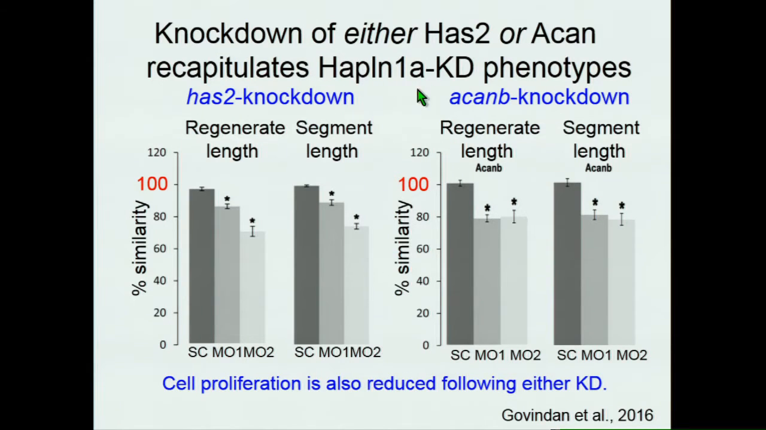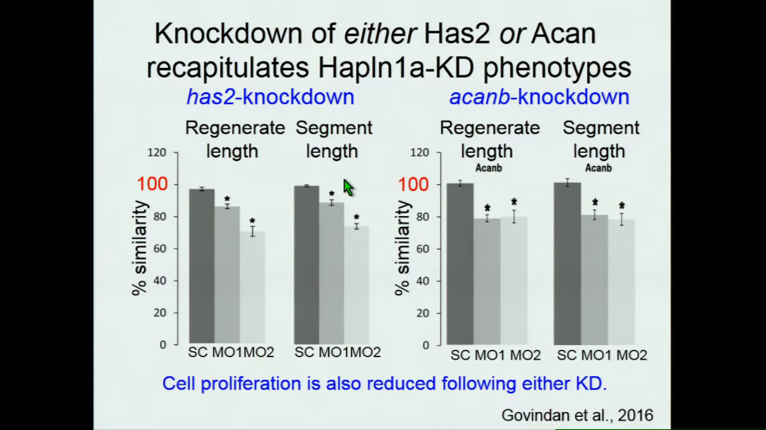We knock down HA levels by knocking down the main enzyme that synthesizes hyaluronic acid, which is called Has2, hyaluron synthase 2, which we found to be expressed in the regenerating fin. Or we knock down the gene Acan-B, which is one of the Acan genes that's also expressed in the regenerating fin. For both knockdowns of Has2 or of Acan-B, we used 2 independent targeting morpholinos, and we also demonstrated that HA levels were reduced in the Has2 knockdown and that Acan protein levels are reduced in the Acan-B knockdown.